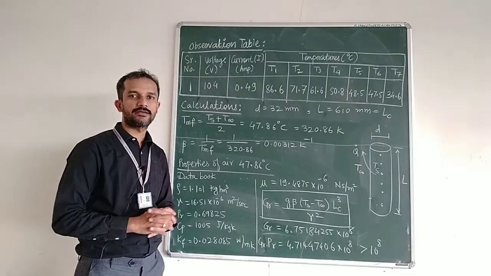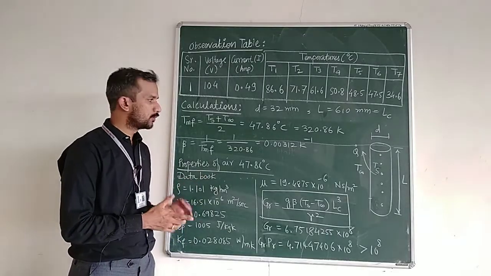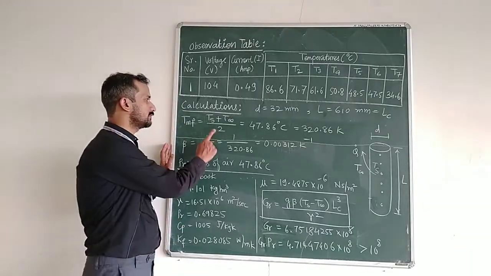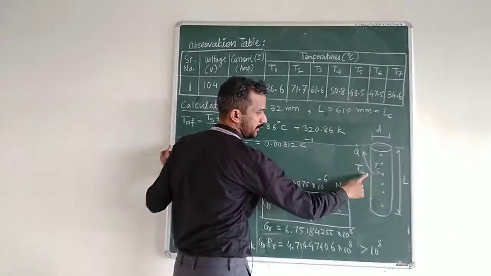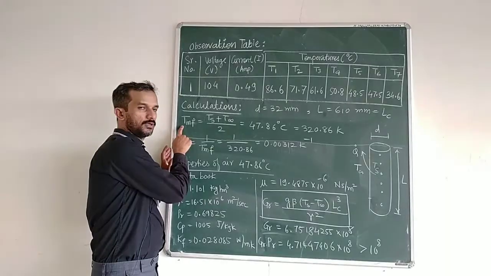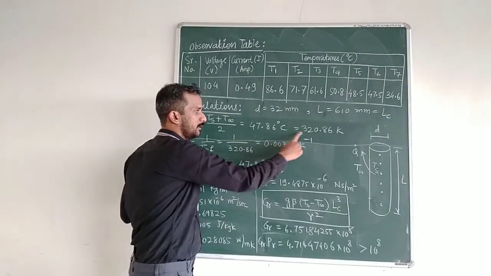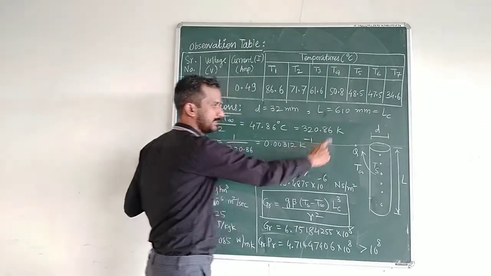Now let us determine the heat transfer coefficient with the help of empirical correlations. To do so, we have to find out the mean fluid temperature. That is the average of surface temperature and fluid temperature. Surface temperature and fluid temperature, its average is nothing but mean fluid temperature. So that comes to be 47.86 degrees Celsius. In Kelvin, plus 273, it becomes 320.86 Kelvin.